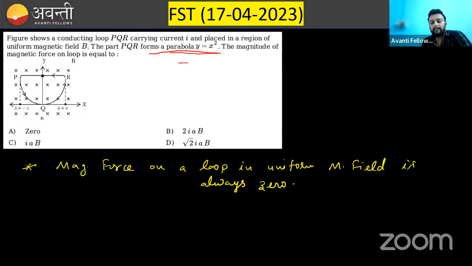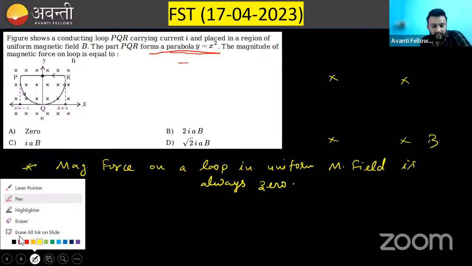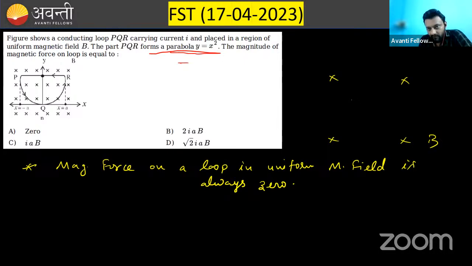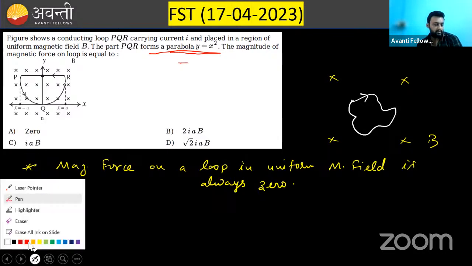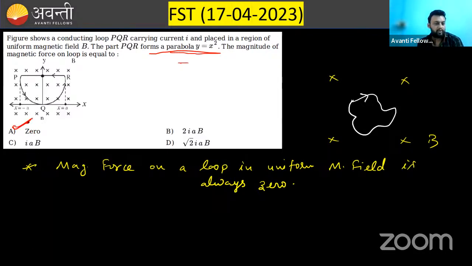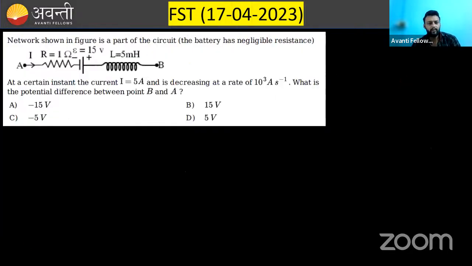They have given you a parabola thing. The thing is that whenever there is a uniform magnetic field, let's suppose this is a uniform magnetic field B, and in this field any loop is placed which has any random shape, whatever the shape may be, but it has some current, the net force on this loop will be zero. As long as this is a loop and the field is uniform, both conditions are satisfied, then force will be zero, which is option number A. You don't need to solve anything. This is a key punchline. Moving further.